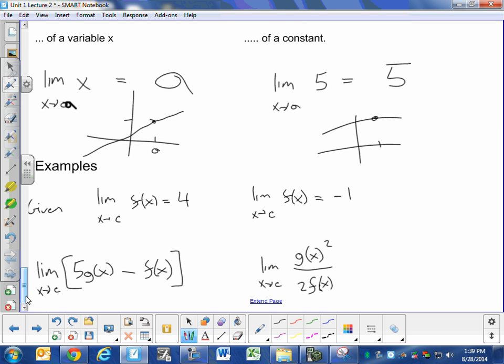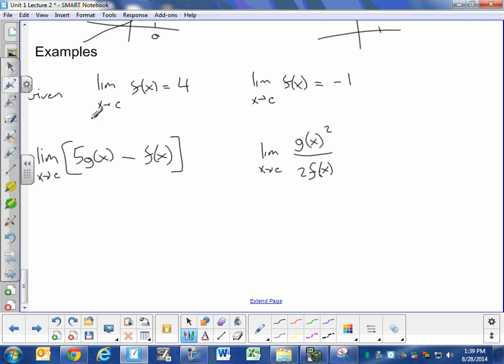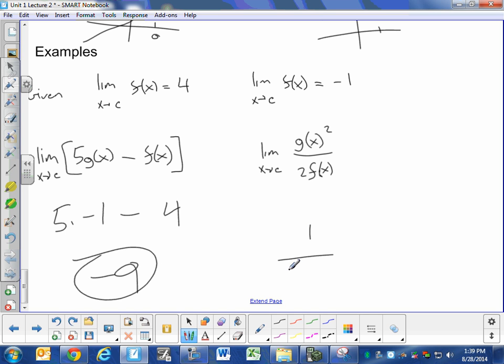Okay? So there's a bunch of examples that we could do, and you're going to have a couple on the homework. They're super simple. This limit as x approaches c of f is 4. If this limit as x approaches c of g is negative 1, and I say find the limit as x approaches c of 5g minus f, all you need to do is say, okay, 5 times the limit of g, negative 1, minus the limit as x approaches c of f, that's 4, that's negative 9. Done. So does that make sense? Yeah, you're just kind of plugging in the values that the limits are equal to. All right, good. So don't be freaked out on your homework when you see these problems. They're really easy.